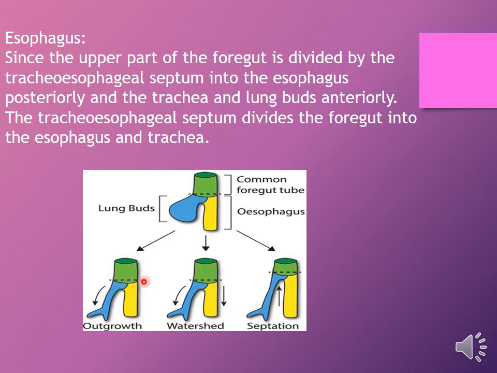The septum will develop, which is the tracheoesophageal septum, separating these two parts. Here you can see they are separated. Here separation is completed. This is the respiratory tract, trachea and the lung buds, and this will represent the esophagus.